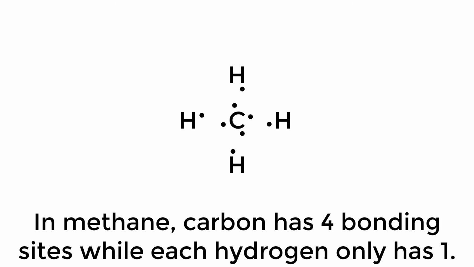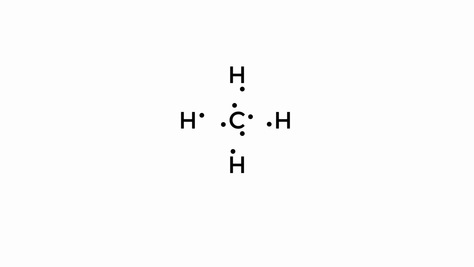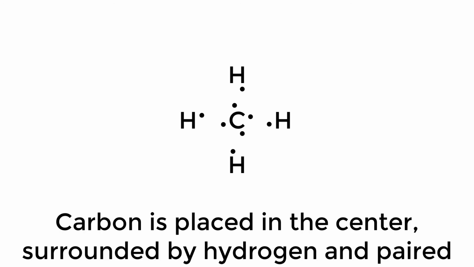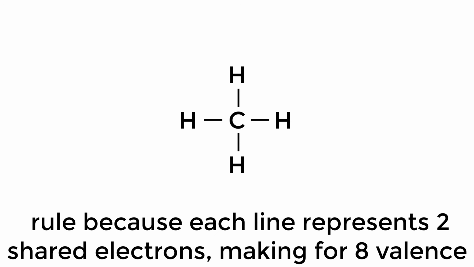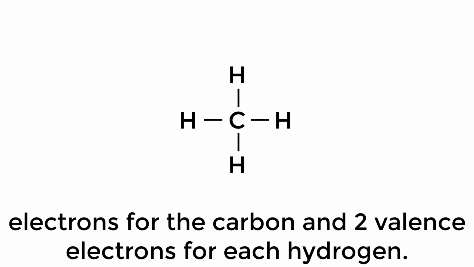In methane, carbon has 4 bonding sites while each hydrogen only has 1. Carbon is placed in the center, surrounded by hydrogen and paired with the valence electrons of the hydrogen atoms. This obeys the Octet Rule because each line represents 2 shared electrons, making for 8 valence electrons for the carbon and 2 valence electrons for each hydrogen.